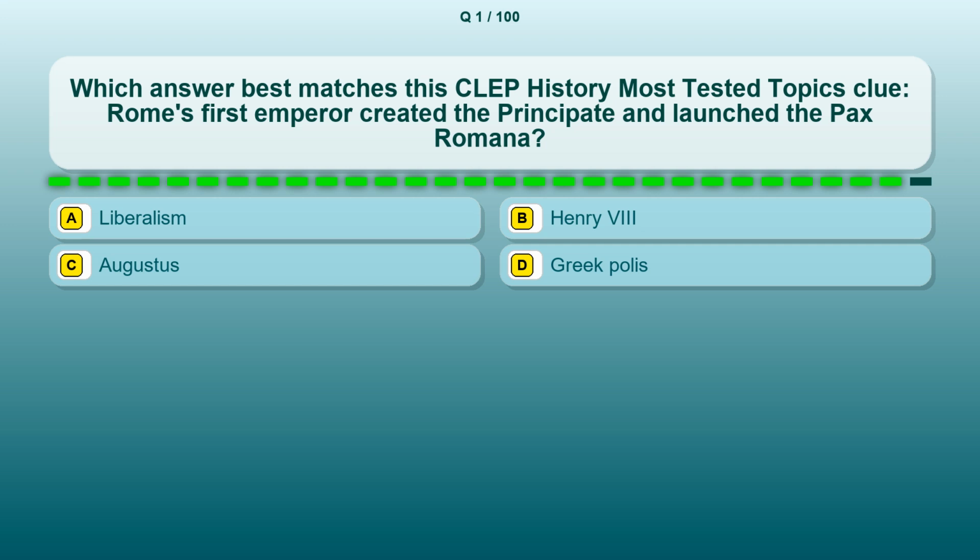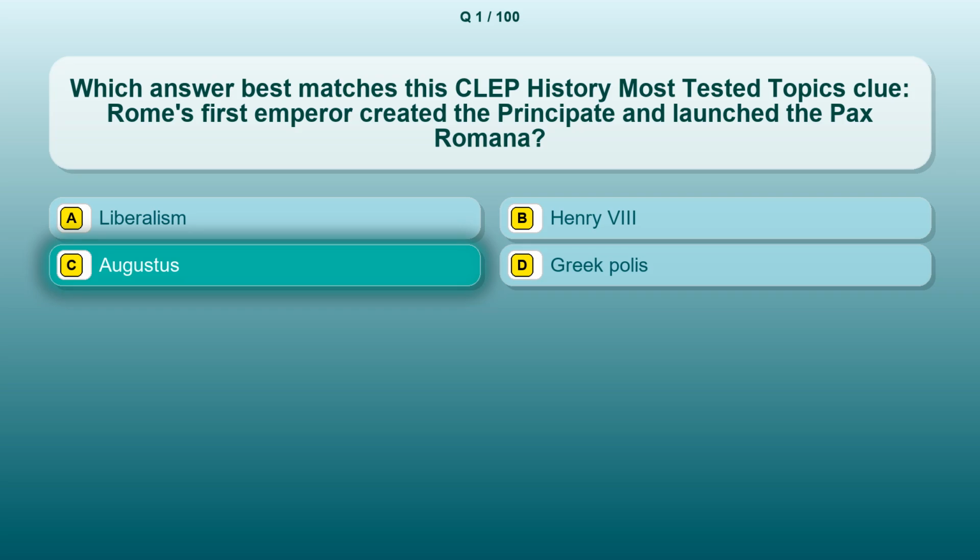Question 1. Which answer best matches this CLEP History Most Tested Topics clue? Rome's first emperor created the Principate and launched the Pax Romana? Option A. Liberalism. Option B. Henry VIII. Option C. Augustus. Option D. Greek polis.